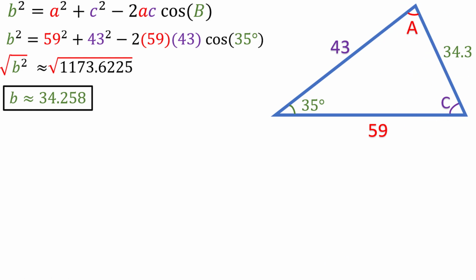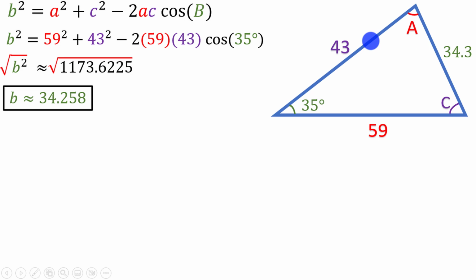Note that at this stage, we could potentially solve the triangle using the law of sines. Sine of 35 degrees divided by 34.3 is equal to sine of capital A divided by 59. The problem with this approach is that you will eventually have to use the inverse sine function, which will give you an angle in the first quadrant. It's possible that the angle capital A is not in the first quadrant. It could be between 90 and 180 degrees, but the inverse sine will not tell us.